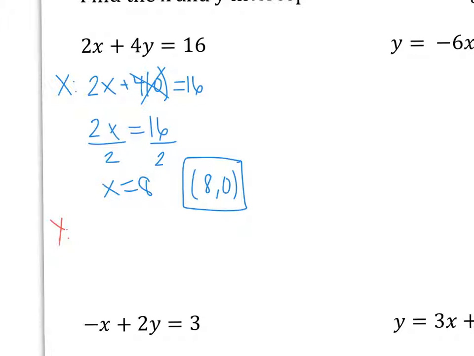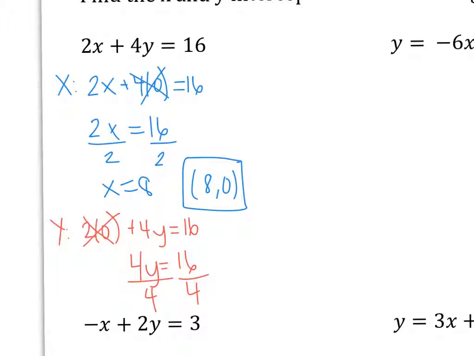Now to find the y-intercept, we are going to plug in 0 for x and solve for y. So here I have 2 times 0 plus 4y equals 16, and anything times 0 is just 0. So I get 4y equals 16, divide by 4. So here, y equals 4. And again, this is an intercept, an ordered pair, a point, so we need to write this as an ordered pair. So I'll write my final answer as (0, 4), because when x is 0, y is 4.